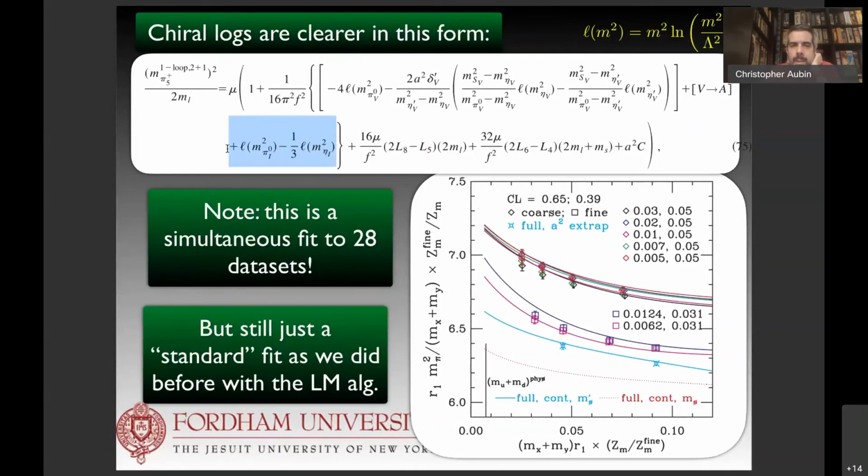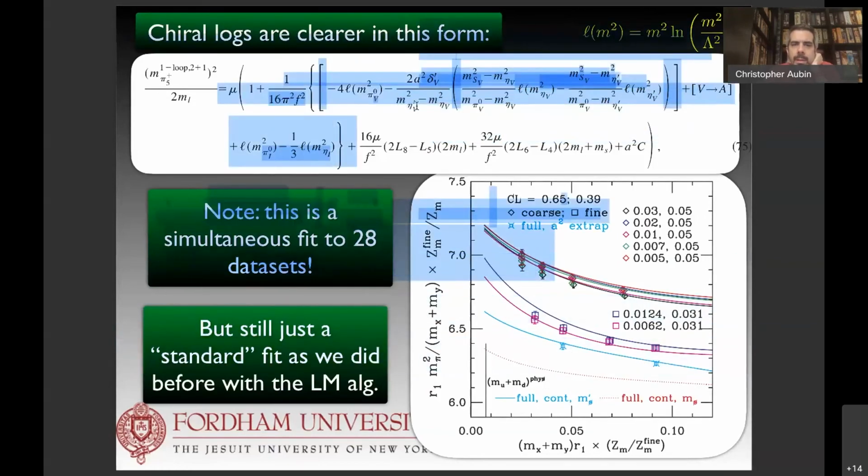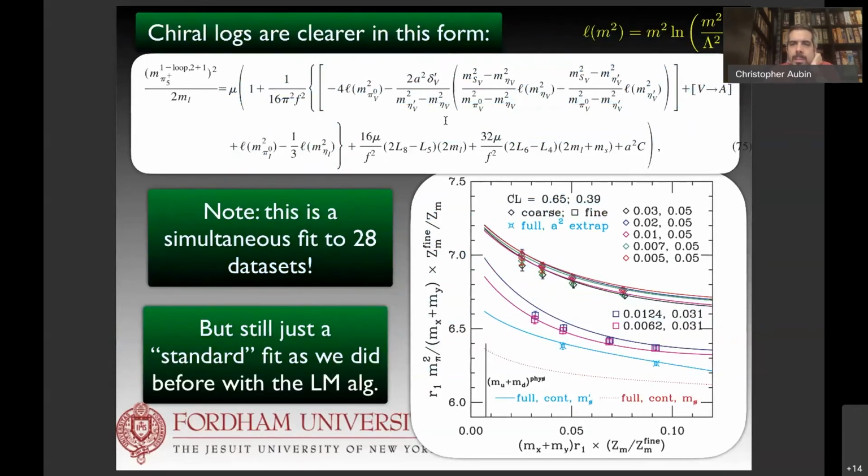And all of the terms along this first line, and notice it's actually twice as many as these, are all new chiral logarithms. And so again, just as I showed with the pion decay constant, if you don't include these additional terms in the first line, you get a very bad set of fits. You're getting a confidence level of 10 to the negative 250. But if you include them, then all of a sudden your confidence level goes up tremendously.